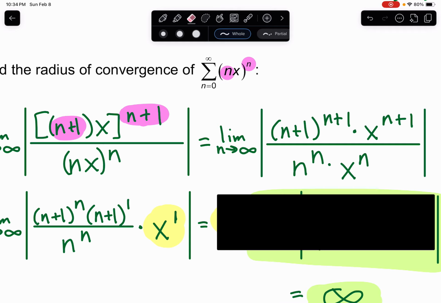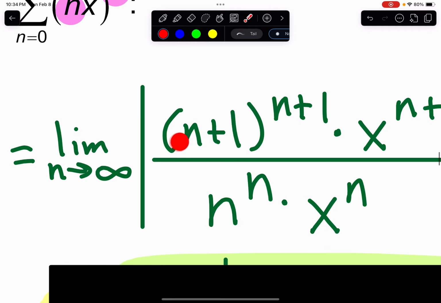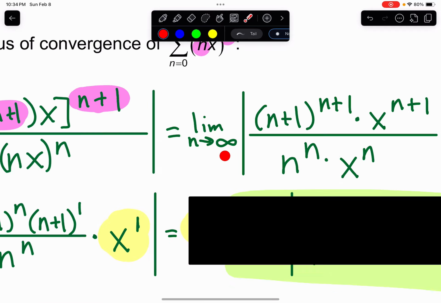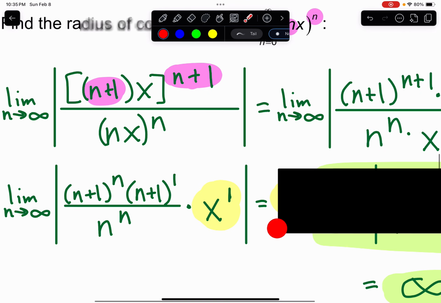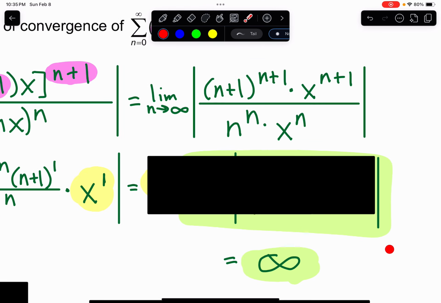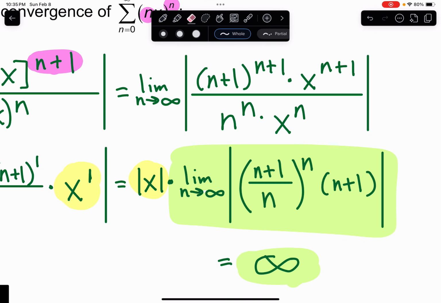And then I got a little tricky with this. N plus 1 to the n plus 1 power: when do I add an exponent? When I'm multiplying the same base. So n plus 1 to the n plus 1 to the first. And the reason I do that is now both of these are to the n power, so I'll be able to rewrite that. The x can come outside of the limit. Okay, so absolute value of x outside the limit, and I'll limit as n approaches infinity of n plus 1 over n to the n power.